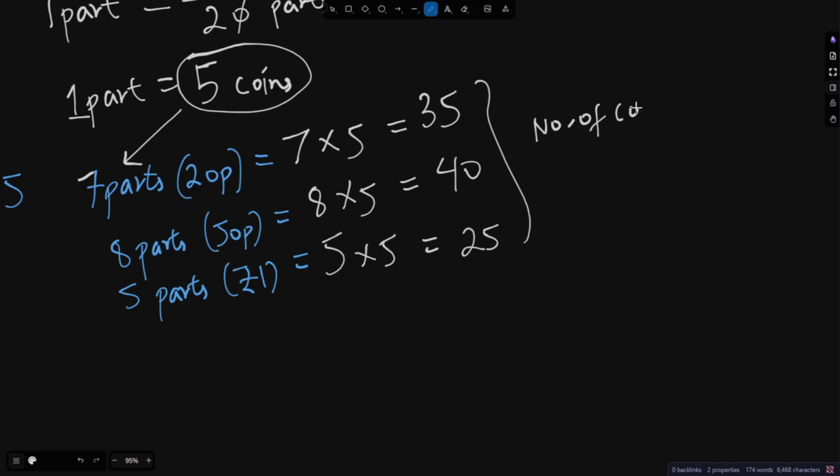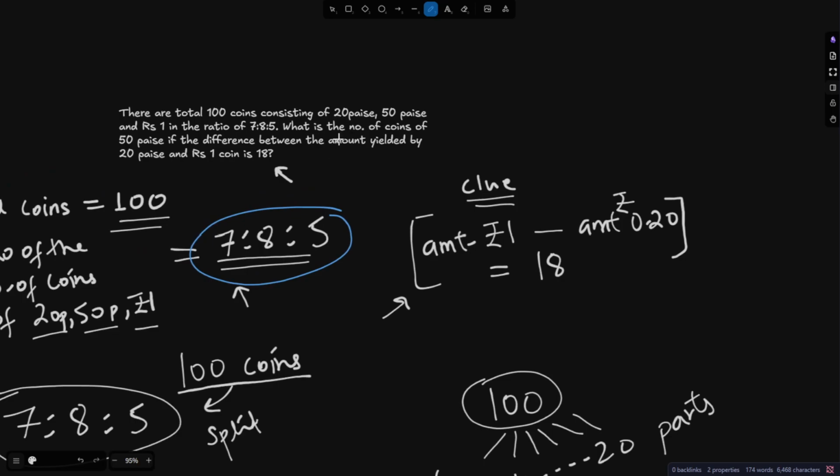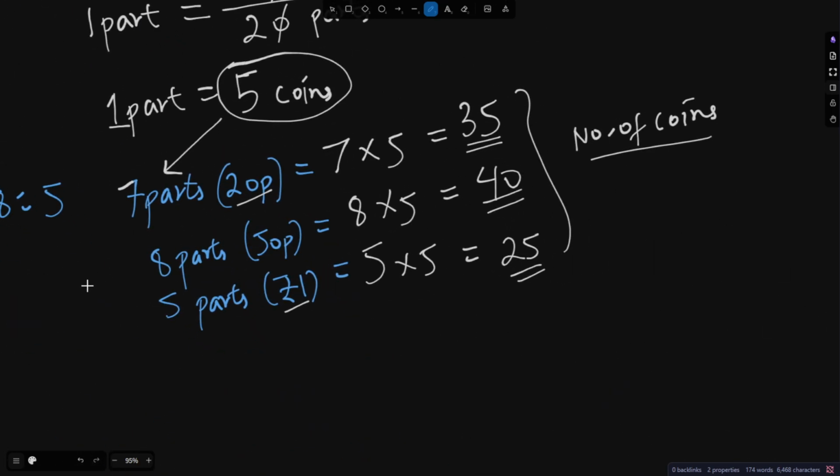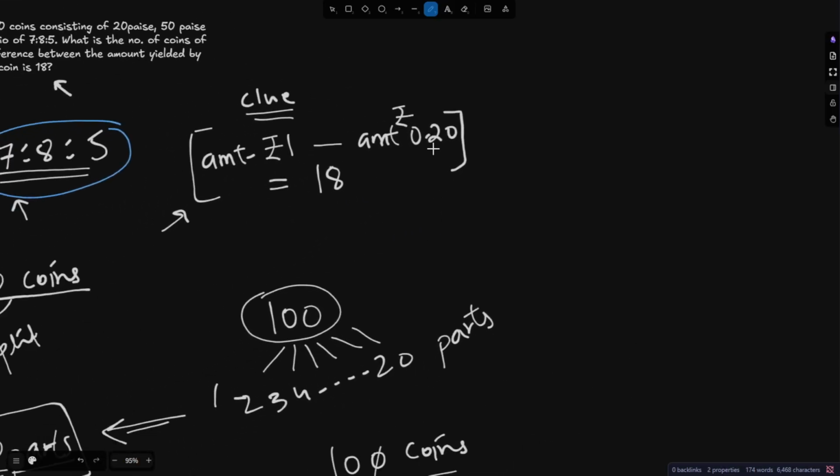Number of coins. There are 25 coins which are of the denomination 1 rupees, 40 coins of 50 paise, and there are 35 coins of 20 paise. Our question was, what is the number of coins of 50 paise? Number of coins of 50 paise. The answer is 40. We didn't even have to use this complicated equation.